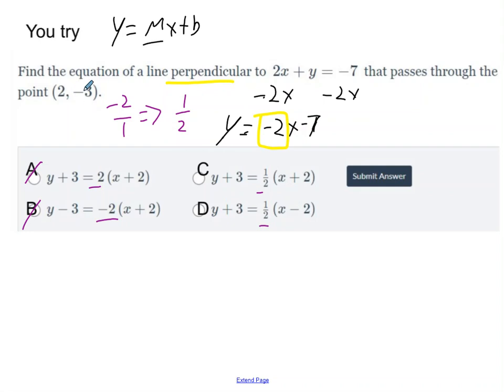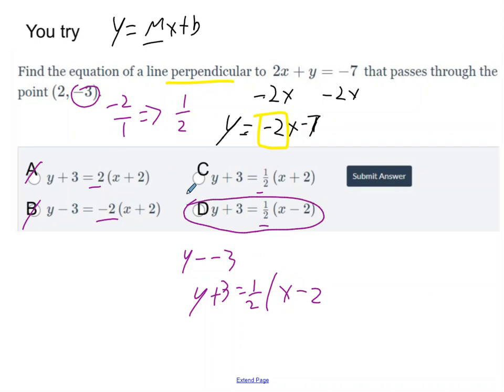So the point here, it would be y minus -3, so that's y plus 3, that's correct on the left side, equals 1/2, we figured that out, and then x minus, it's always x minus 2. So the right answer was D. Give yourself a high five if you got that right.